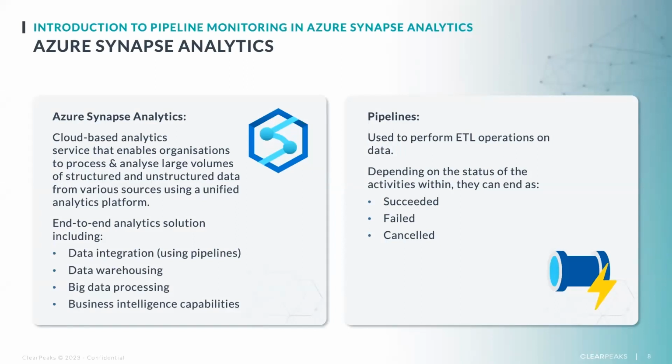Azure Synapse Analytics is a cloud-based analytics service offered by Microsoft that enables organizations to analyze and process large volumes of data from various sources using a unified analytics platform. This service provides an end-to-end analytics solution, including data integration, data warehousing, big data processing, and BI capabilities. Pipelines are used to do the data integration and to perform ETL operations on the data. Once a pipeline is executed, it can end as succeeded, failed, or cancelled, depending on the status of its inner activities.